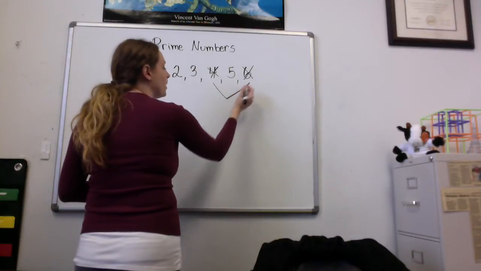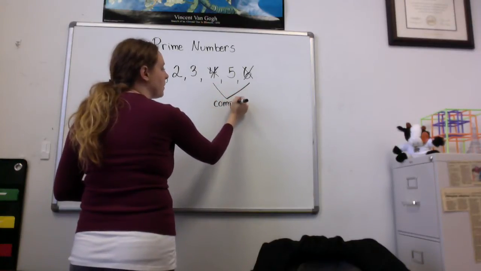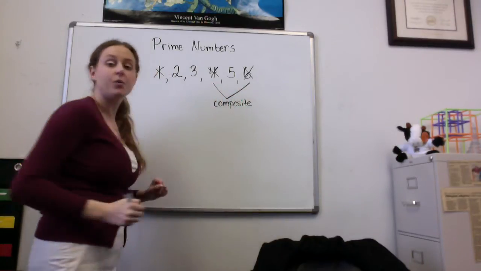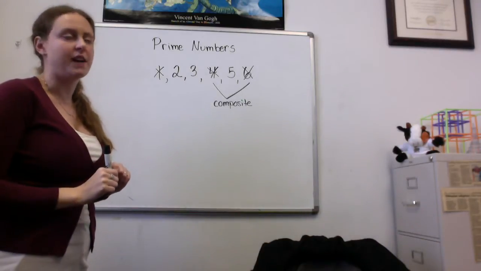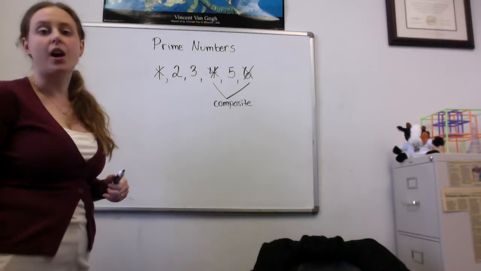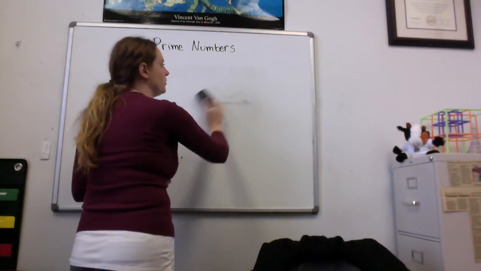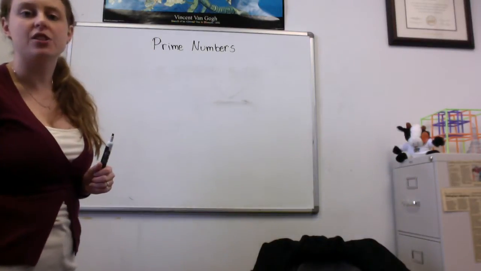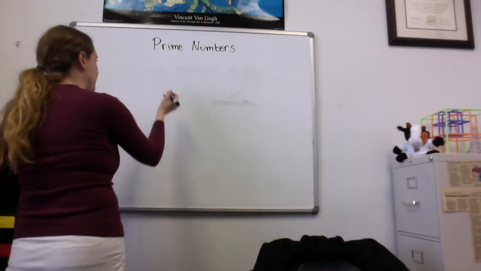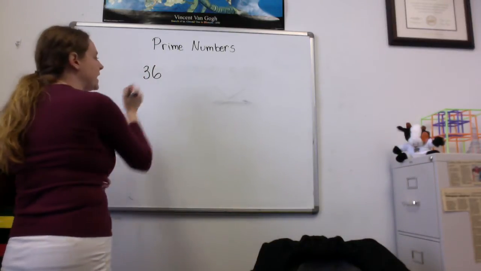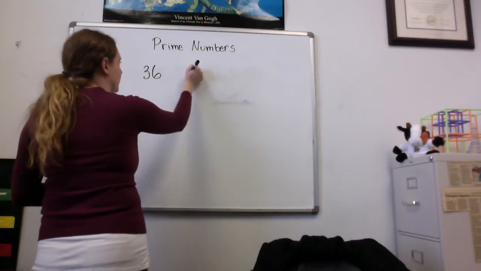We consider 4 and 6 composite numbers. Those are numbers that have more than two distinct factors. 1 is neither prime nor composite. One skill we need to be able to do is to find the prime factorization of numbers. So that's what I want to look at. So I'm going to find the prime factorization of 36.